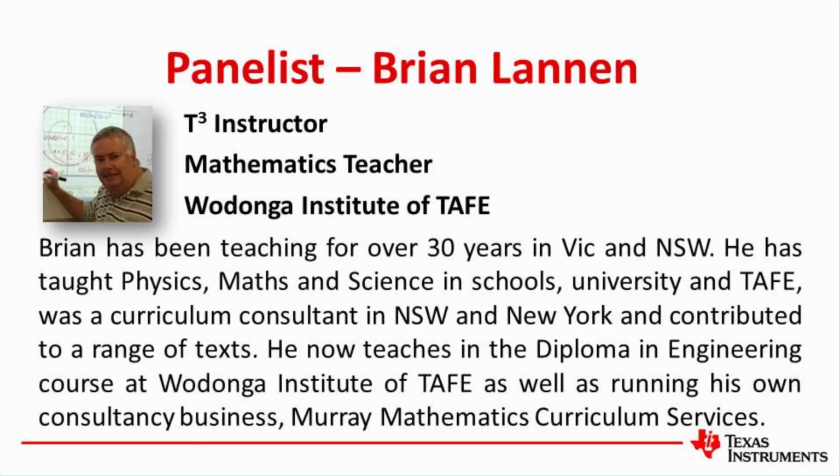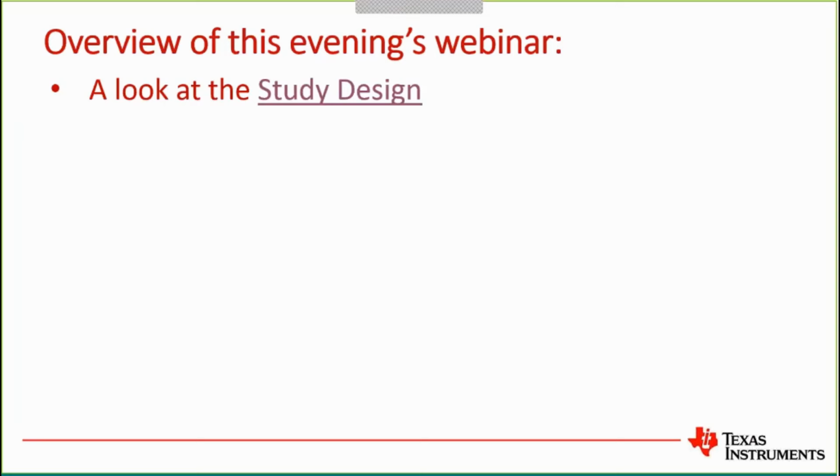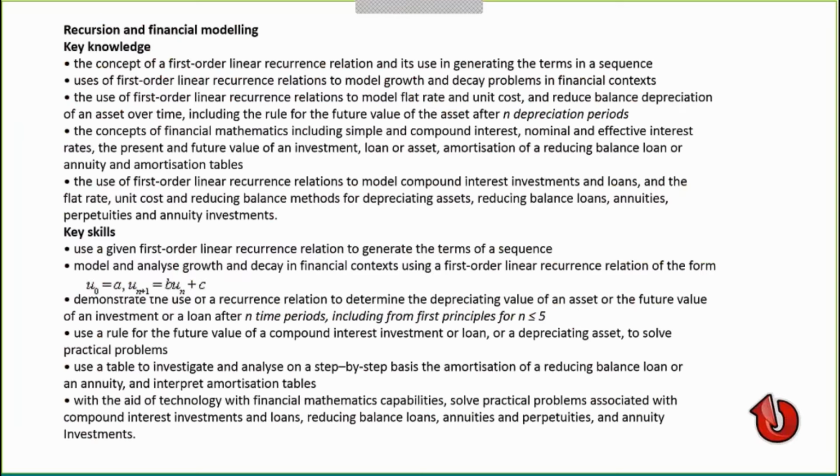Now, in the description of this evening's webinar, we talked a lot about first-order linear recurrence relations. Is that a relevant thing or not? Let's just start reading the study design. This is the new study design for this year, of course. The concept of a first-order linear recurrence relation, uses of first-order linear recurrence relations. I'm getting the idea that first-order linear recurrence relations is probably something we need to take a look at. Explicitly mentioned 6 times in the study design, and if you look at formulas such as this, you'll see that that also is a first-order linear recurrence relation.